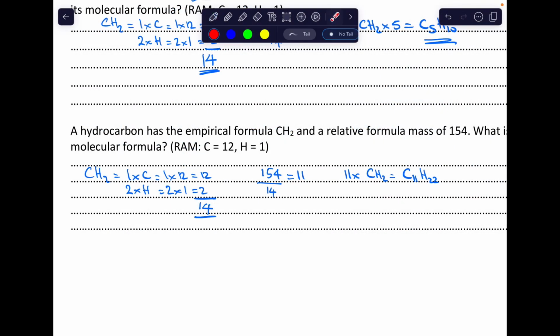So to work this out, what we've got to do is exactly the same thing. Work out the mass of the empirical formula. We've done that here, and I get 14. The relative formula mass is 154. Divided by 14, that gives me a factor of 11, which means this formula here must be 11 times bigger. So we take that, times it by 11, so we get C11 and then H22, because 2 times 11 is 22 hydrogens.